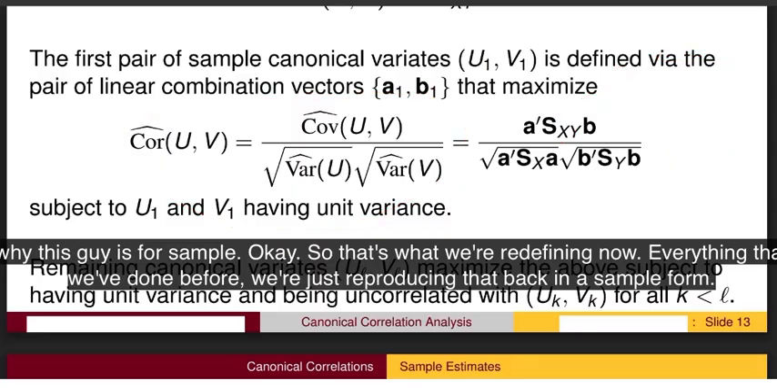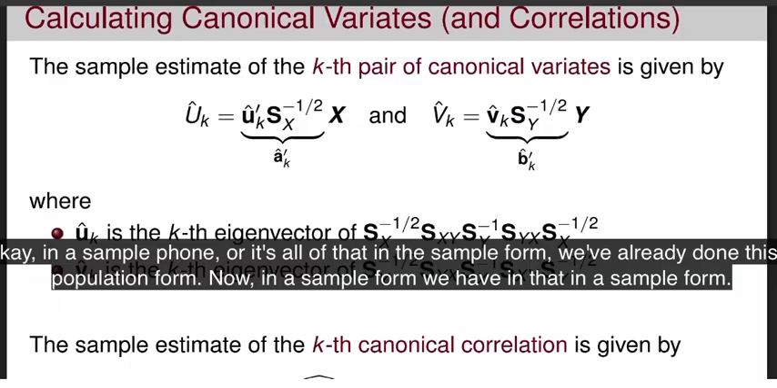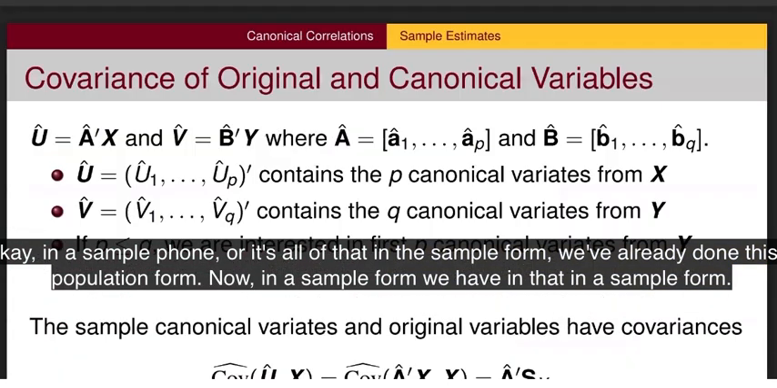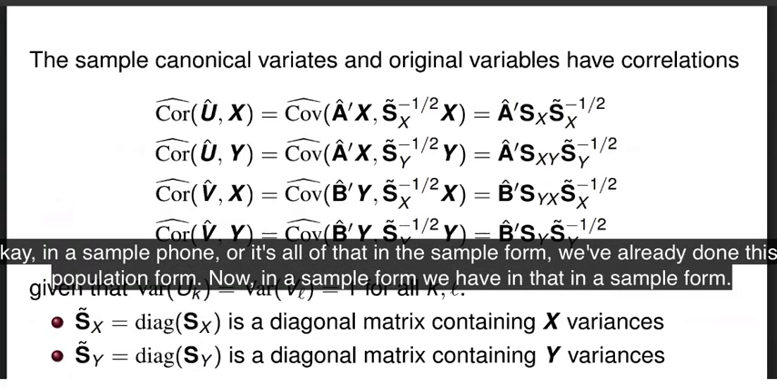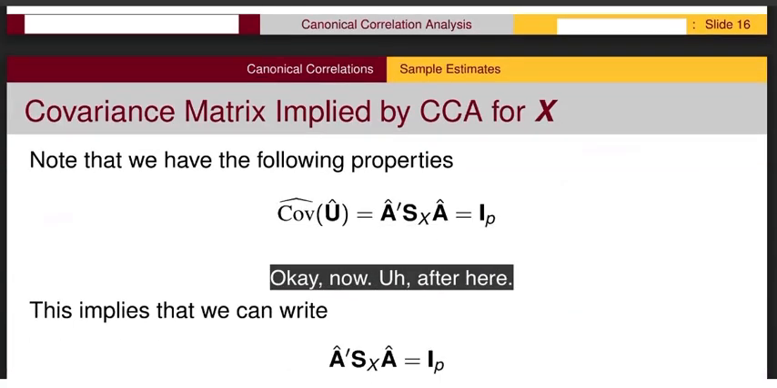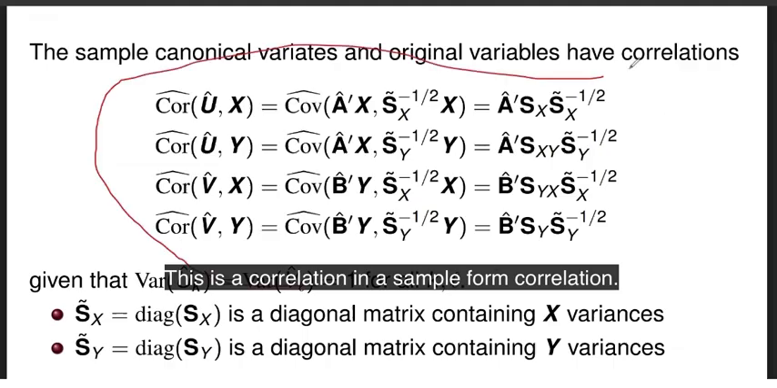Everything that we've done before, we're just reproducing that back in a sample form. Okay, all of that in a sample form. We've already done this in population form. Now in a sample form, we're having that in a sample form. Okay, now up to here, this is a correlation in a sample form.